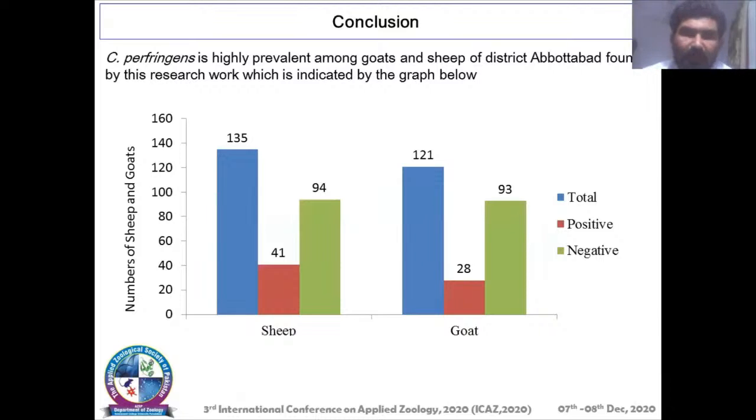Conclusion: Clostridium perfringens is highly prevalent among goats and sheep of district Abbottabad, as found by this research work, which is indicated by the graph below. Total samples of sheep were 135, in which 41 were positive, while 94 were negative. There were 121 samples of goat, in which 28 were positive, while 93 were negative.